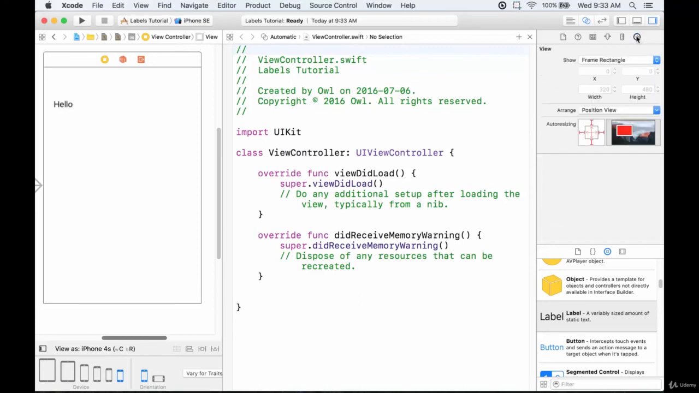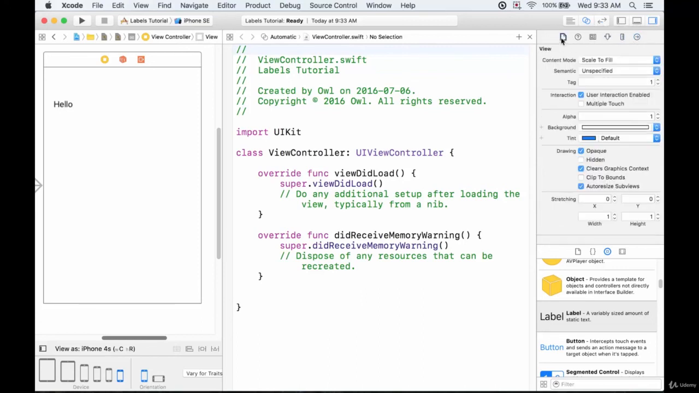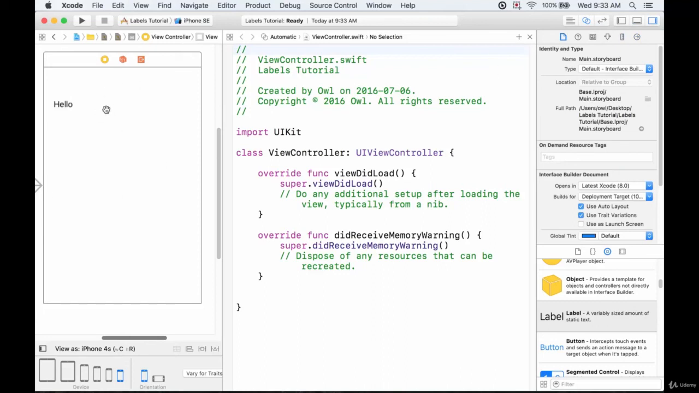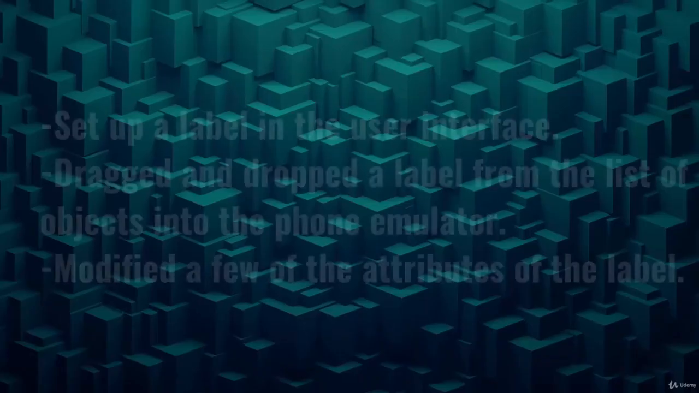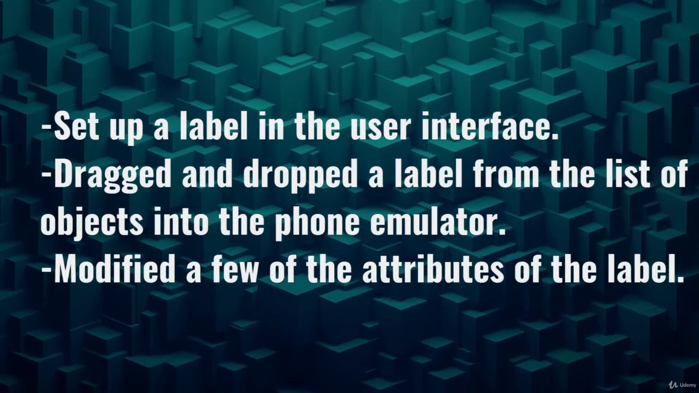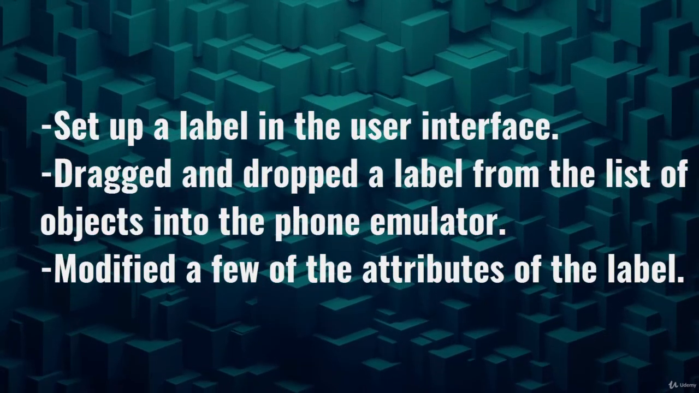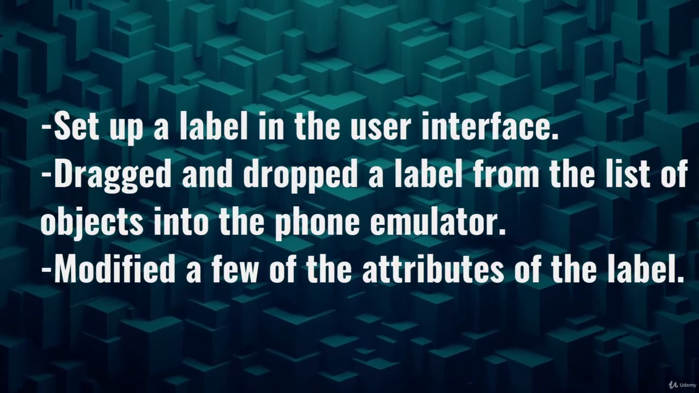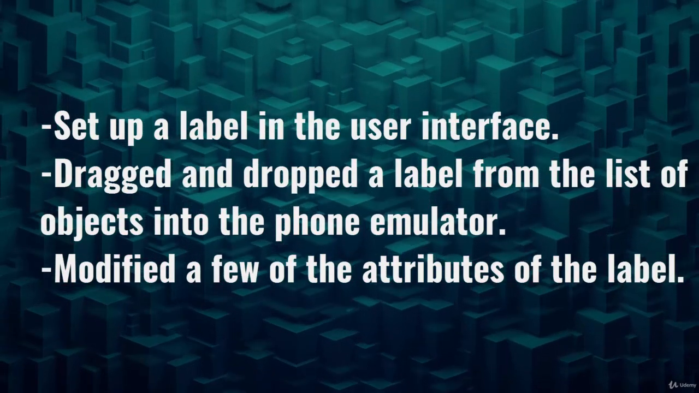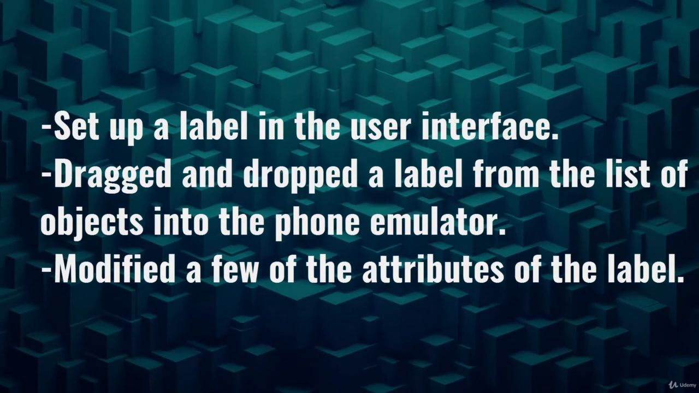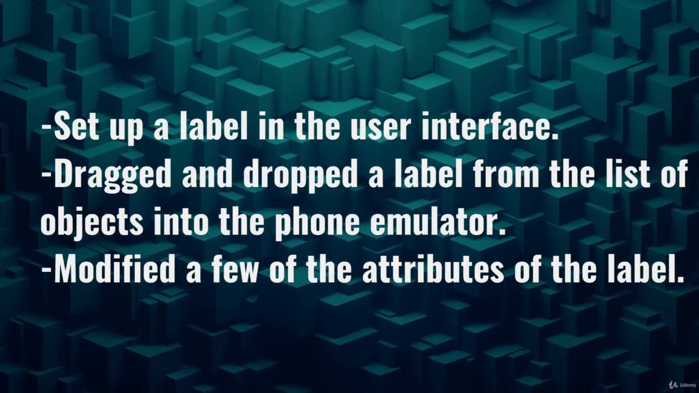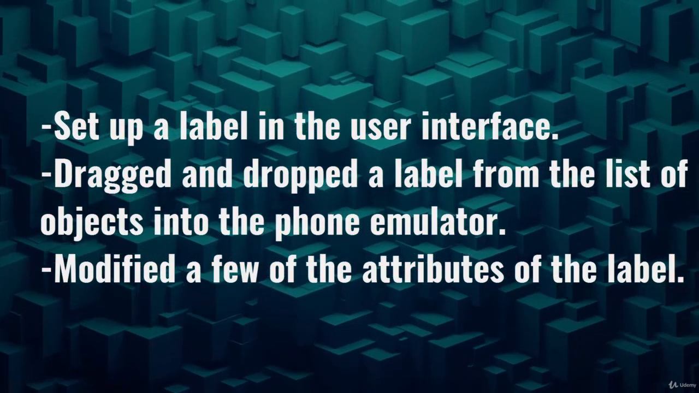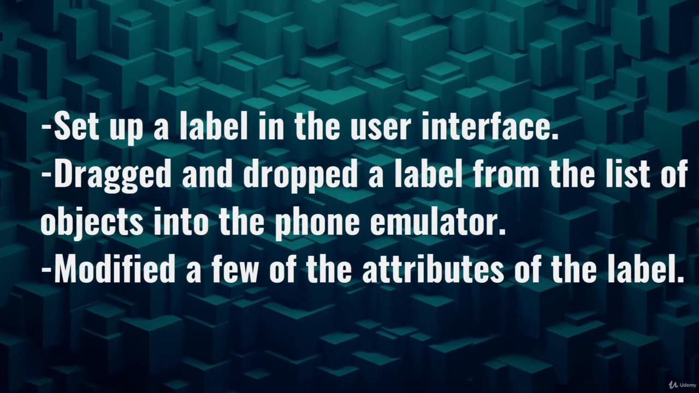Okay, so that's pretty much all there is to setting up the label. We'll now look at how to add the label into the code itself and then modify it directly in there. So this part just involves setting up a label in the user interface. So we simply selected a label from our list of objects and we dragged and dropped it into the phone emulator layout. Okay, so this effectively adds a label into the phone emulator so that if the emulator was run, it would have some kind of a label displaying a text.